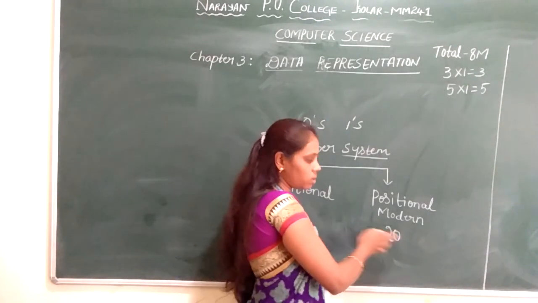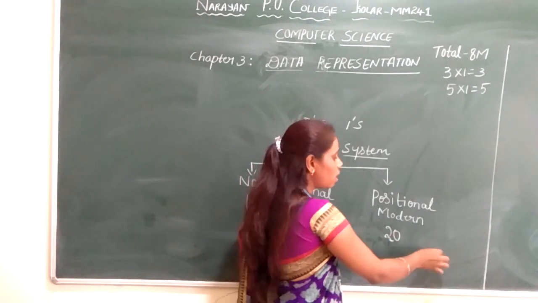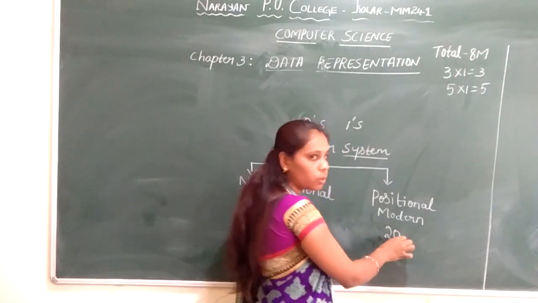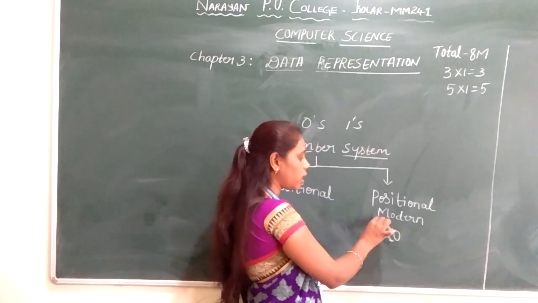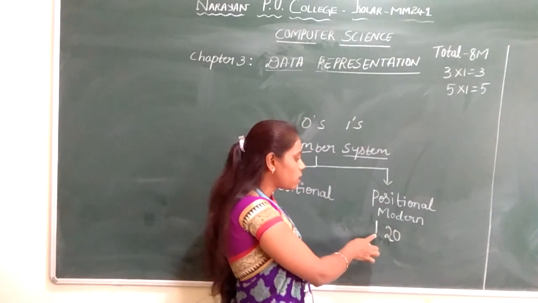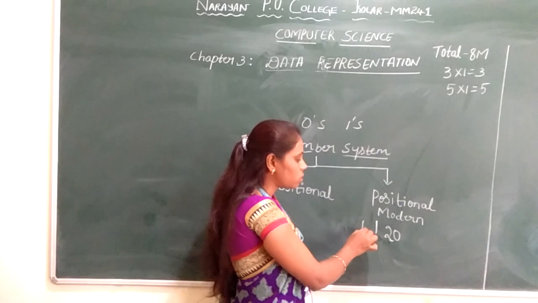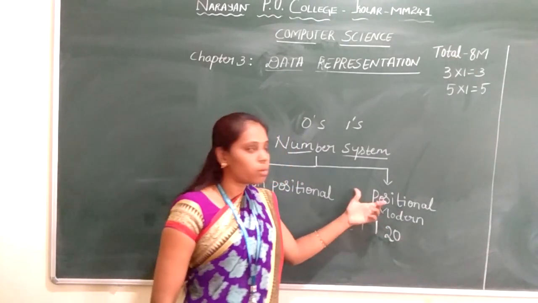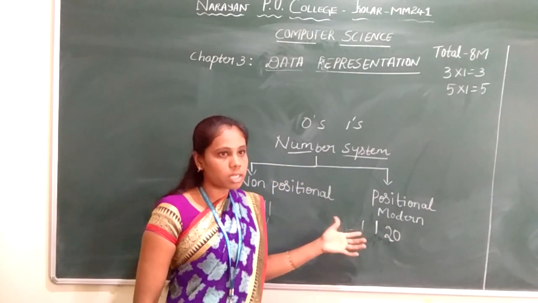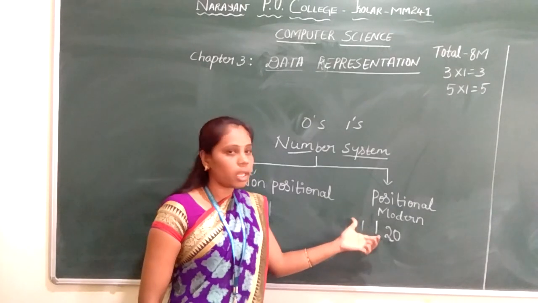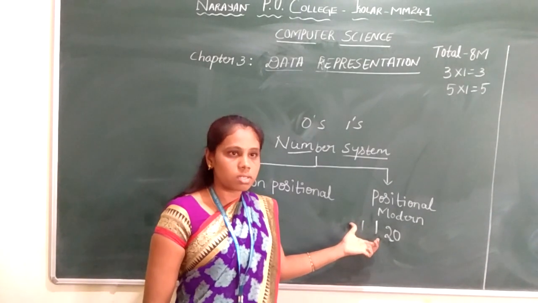You have studied in your mathematics, if you write this is your units place and this is the tens place, and if I write any value further, it holds the hundreds place and thousands place and so on. In the same way, in the positional number system, we use this concept to represent any given digits.